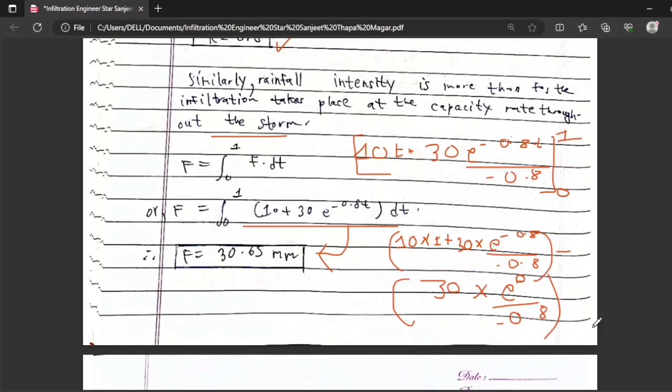it is 10 into 1 plus 30 into e power minus 0.8, divided by minus 0.8. That will be 10 minus 6.850 minus 30 into e power 0 divided by minus 0.8, which is minus 37.5. Minus 6.85 minus minus 37.5 will be plus, and the result is 30.65 millimeter.